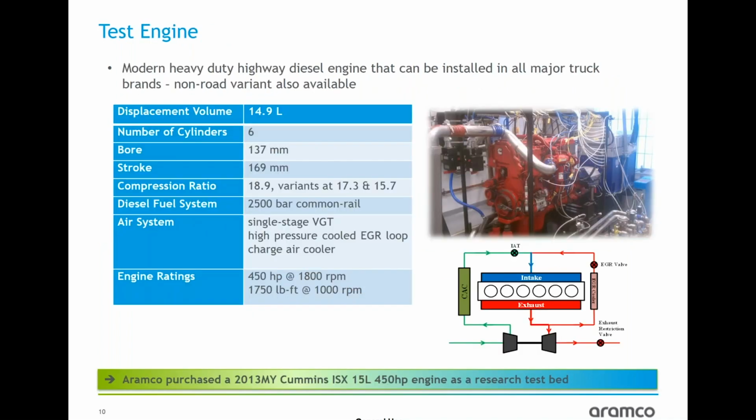The test engine we have is a modern heavy-duty engine. It's very popular on U.S. freeways. It's a 15-liter, 6-cylinder, very efficient engine. The brake thermal efficiency is about 44%, around that level. It's a really popular engine and also really well optimized, and any improvement on it is really challenging. So here we use this test engine to look at different compression ratios and different combustion concepts to see the potential of this engine using different fuels.